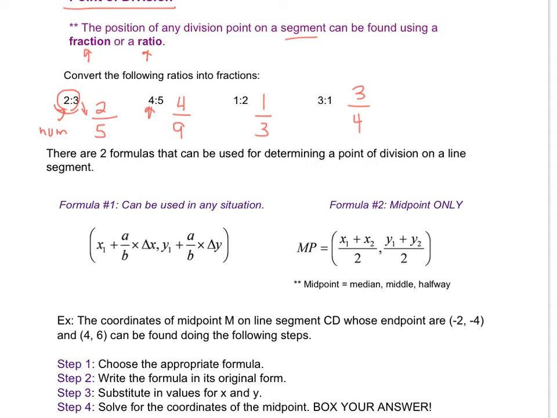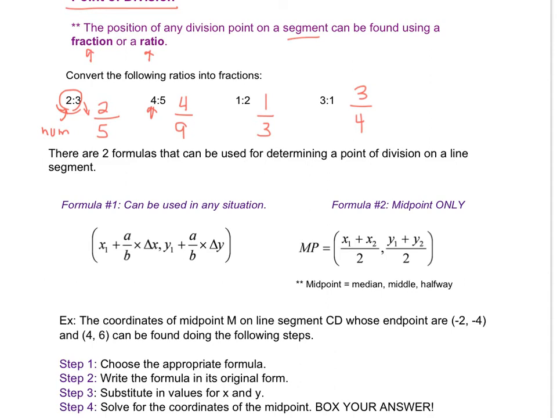The first one can be used in any situation. It's x1 plus a over b, where a over b is your fraction, the ratio that you convert into a fraction, times the change in x. Now remember that triangle means x2 minus x1. Same thing here, that triangle means y2 minus y1. It means the change in your y values.